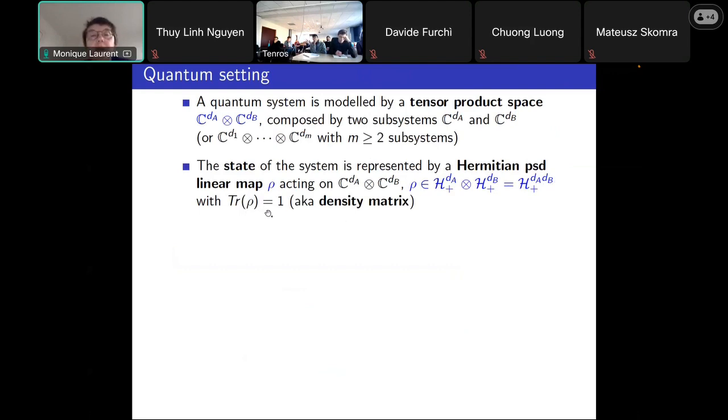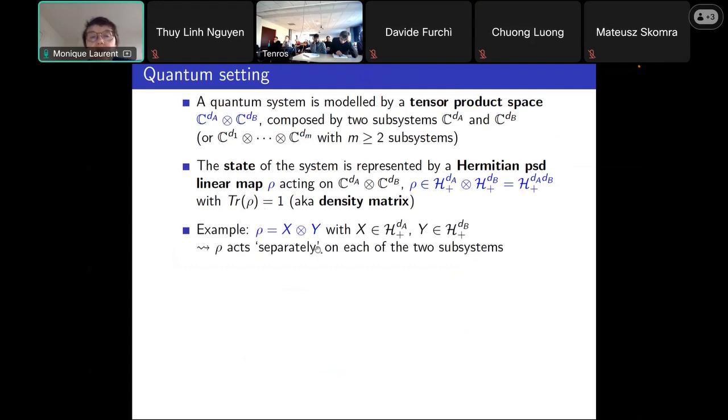And usually the matrix is supposed to be normalized to have trace 1. It's also known as a density matrix. So the objects of interest are Hermitian positive linear maps acting on a tensor product space. This is the important part, that it's acting on the tensor product of two spaces.